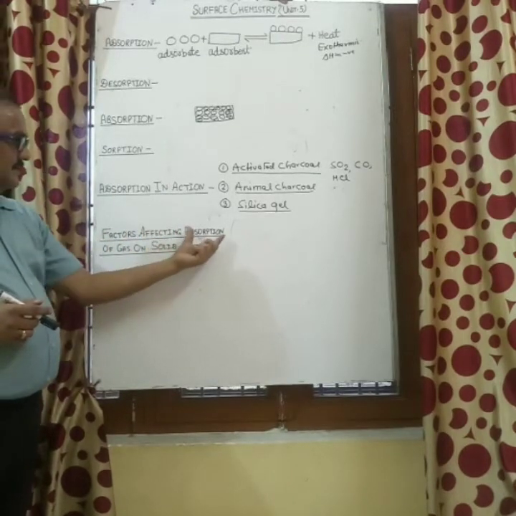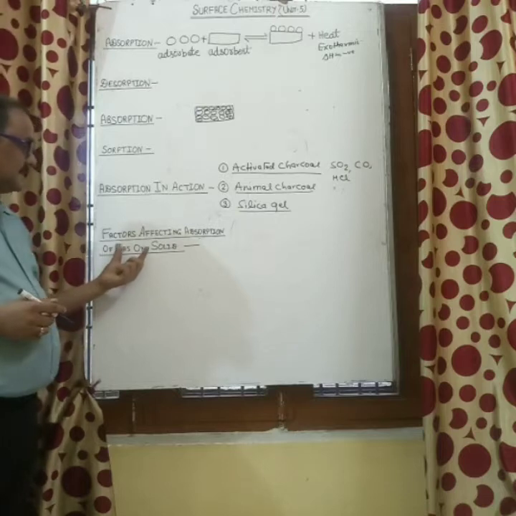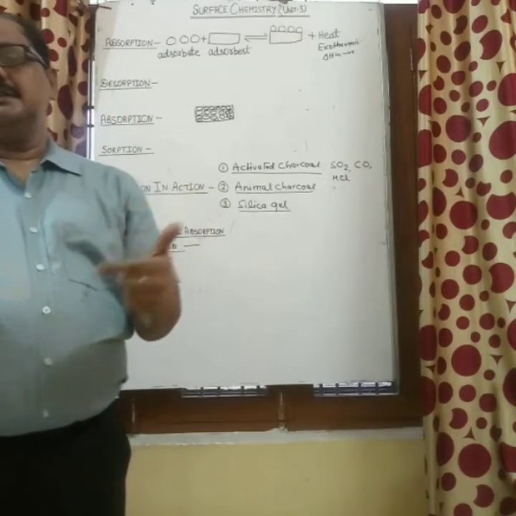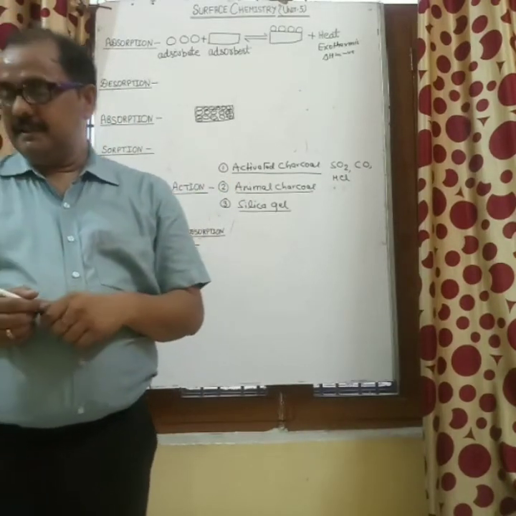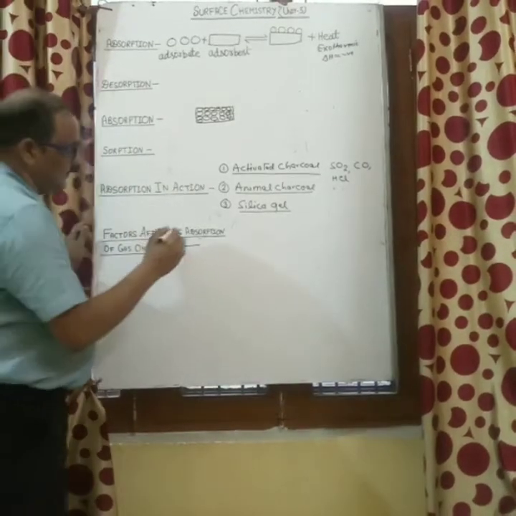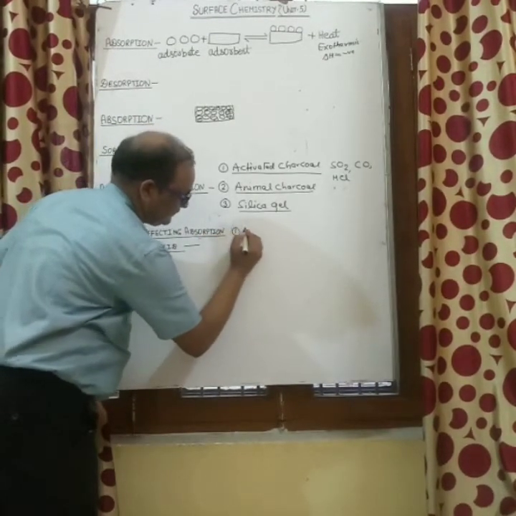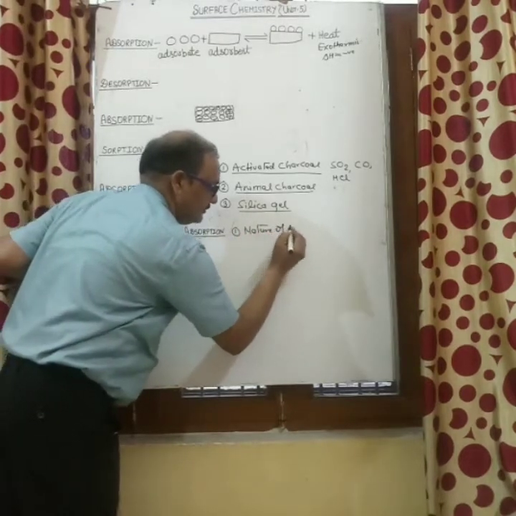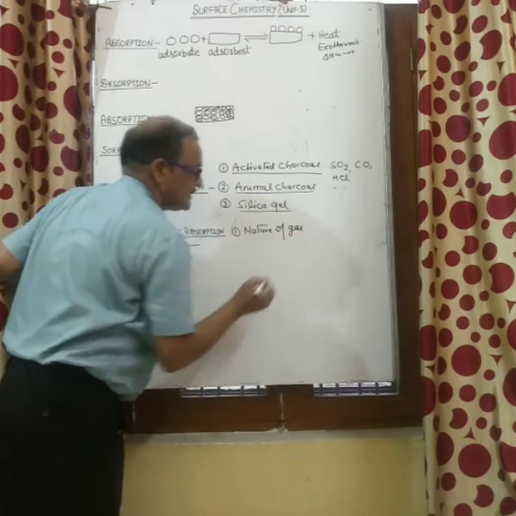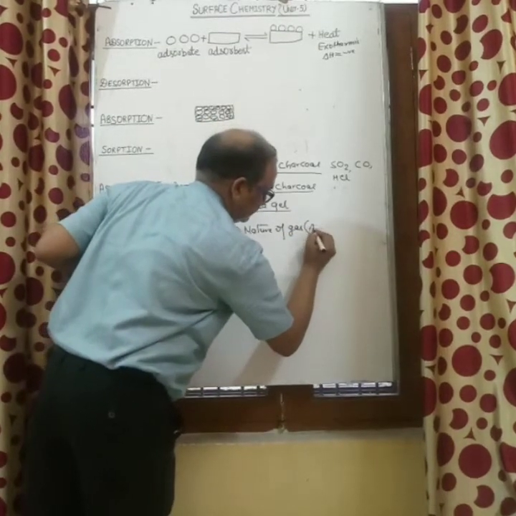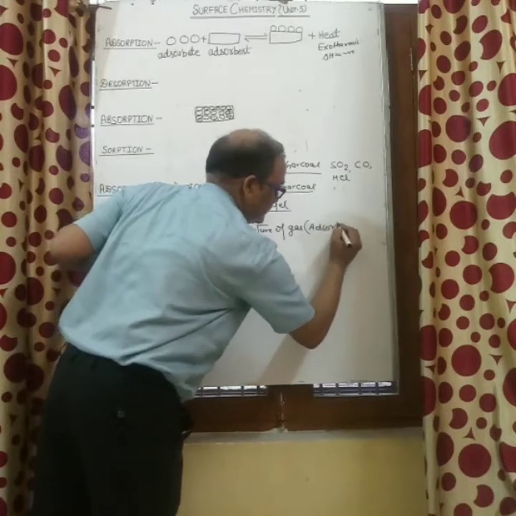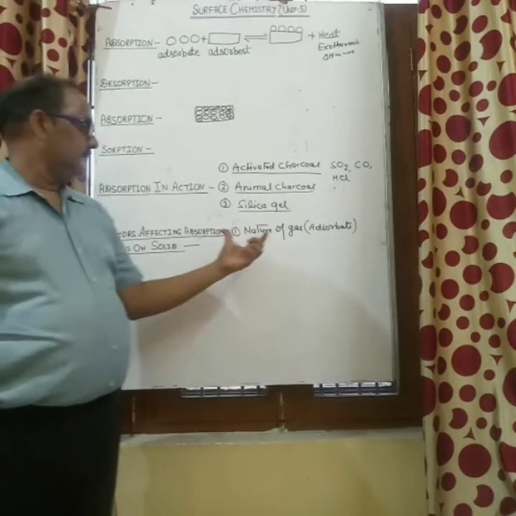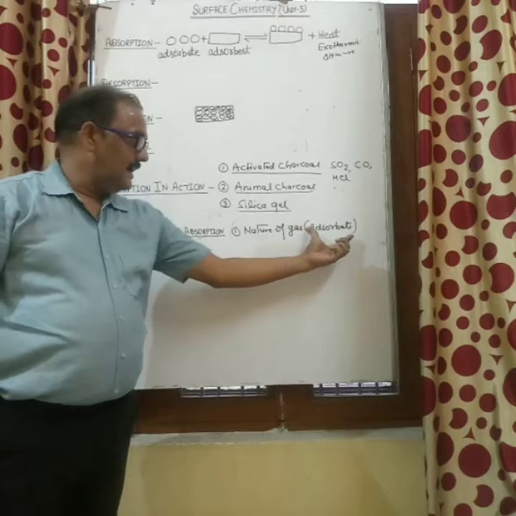Okay. And next, son, the important thing: the factors affecting adsorption of a gas on a solid. It means what are the factors on which adsorption depends? The first factor is the nature of the gas, that is the adsorbate. This is the important thing.